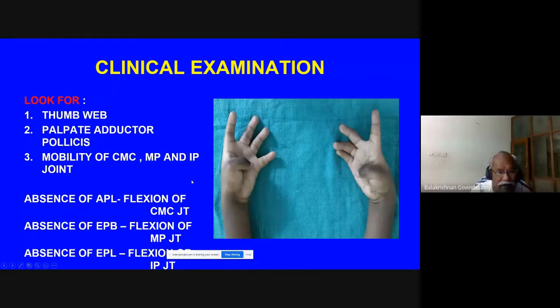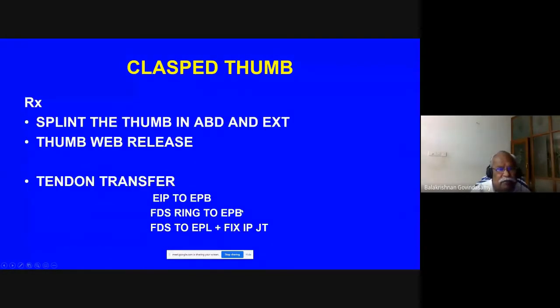Yes, sir. Right. Now, this is the treatment. EIP to EPB, FDS ring to EPB. If the EPL here, in this particular child, is good, fine. If the EPL is also not there, you can transfer FDS to EPL, and transfer to EPB, and then fix the IP joint in good position so that it will be maintained.